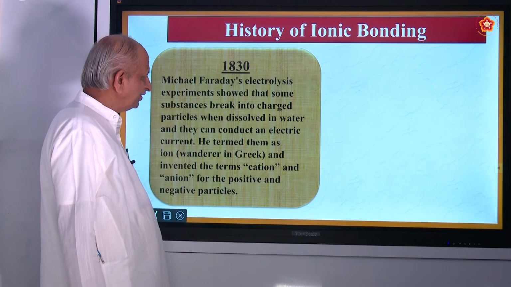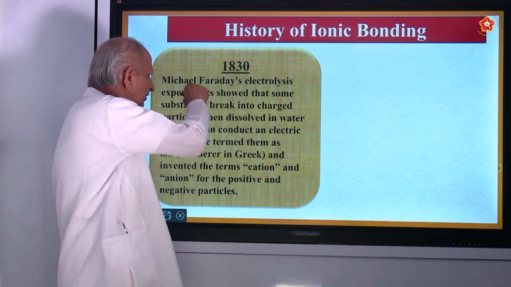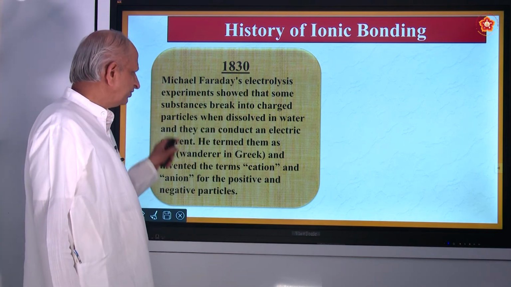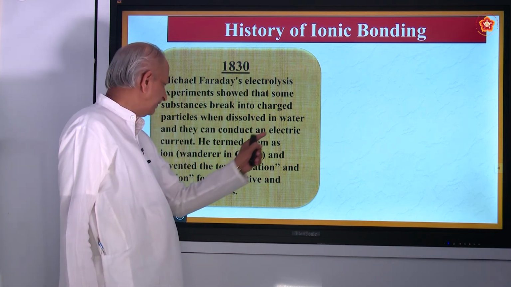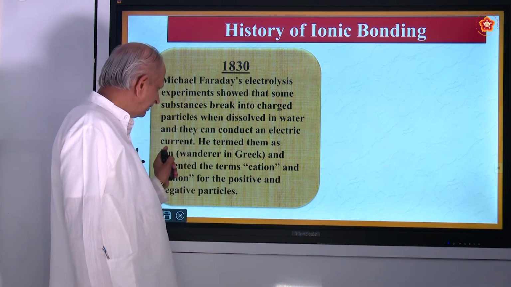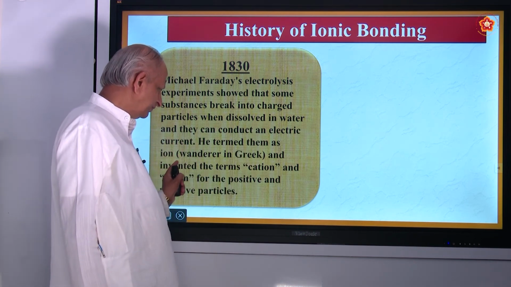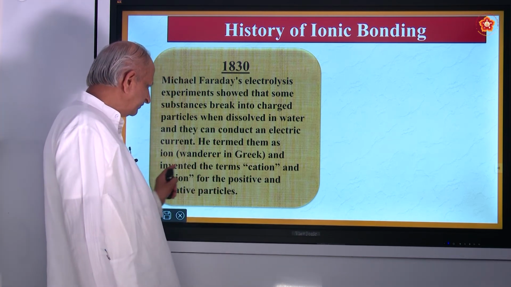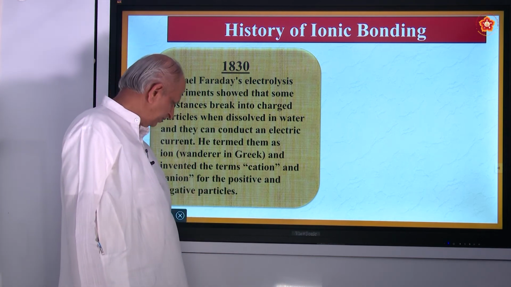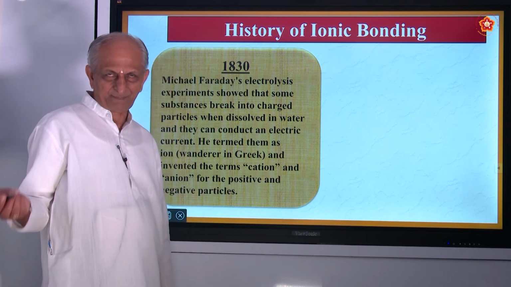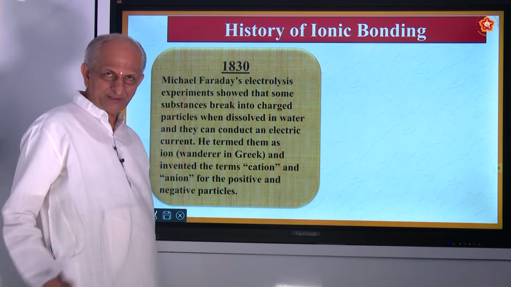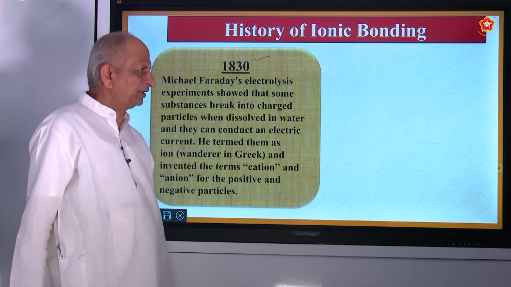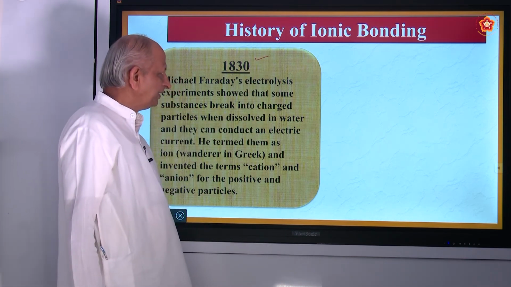and let us see the history behind it. In 1830, it was Michael Faraday, when doing experiments on electrolysis, who showed that substances break into charged particles when dissolved in water, and they can conduct an electric current. He termed them ions, meaning wanderers in Greek, and invented the terms cation and anion for the positive and negative particles. For example, he did an experiment with sodium chloride solution. Then it breaks up into sodium ions and chloride ions. This was discovered about 200 years ago, in 1830.